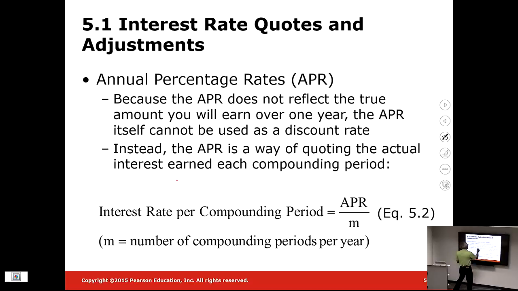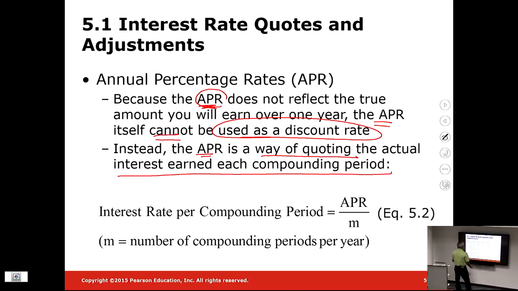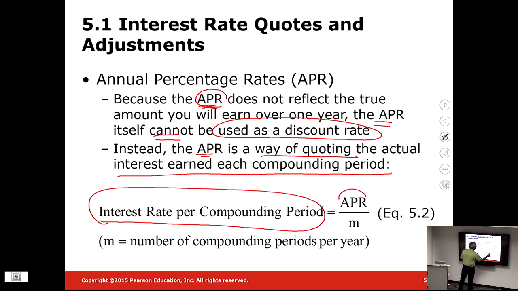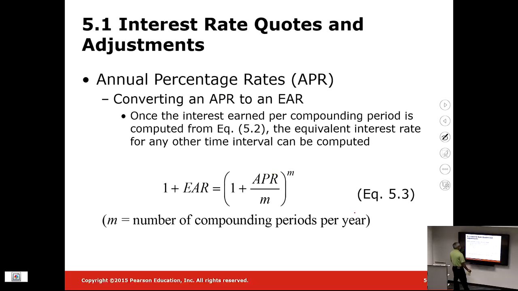Because the APR does not reflect compounding, I cannot use APR. It cannot be used as a discount rate. Instead, the APR is simply a way of quoting the actual interest rate earned each compounding period. So the interest rate earned per compounding period is essentially we take APR and divide that by the number of periods within the year. And then once I have that, I can convert it into an effective rate.